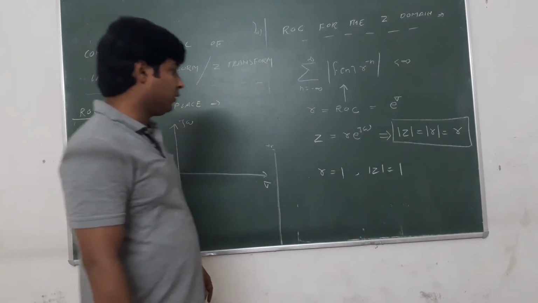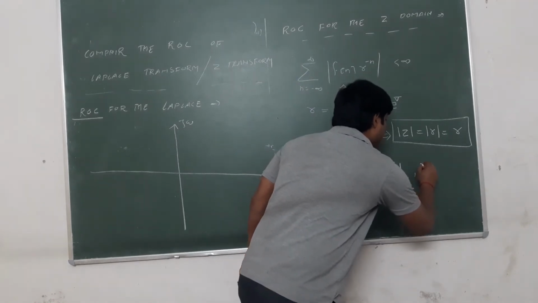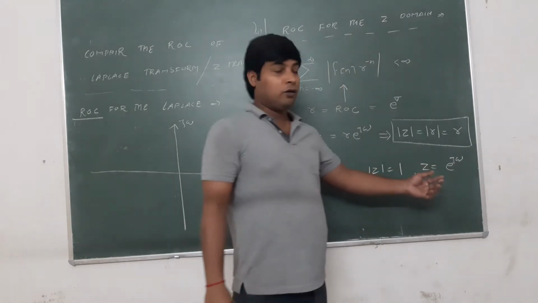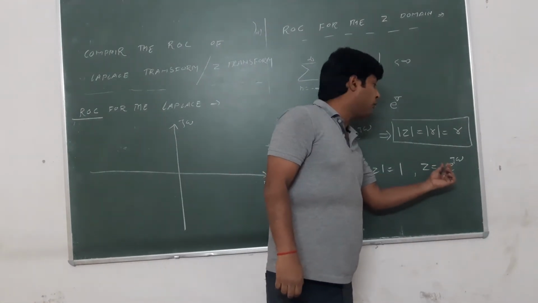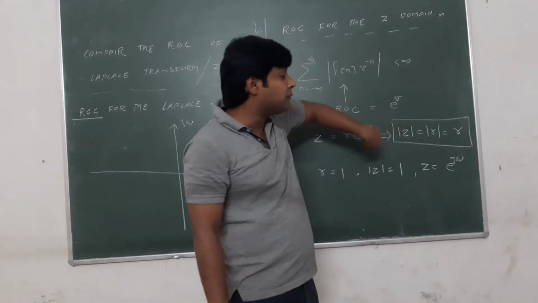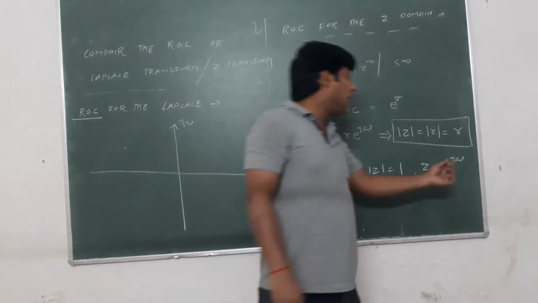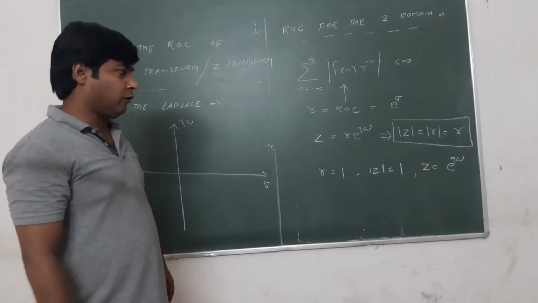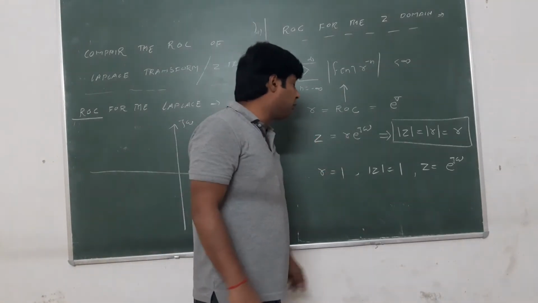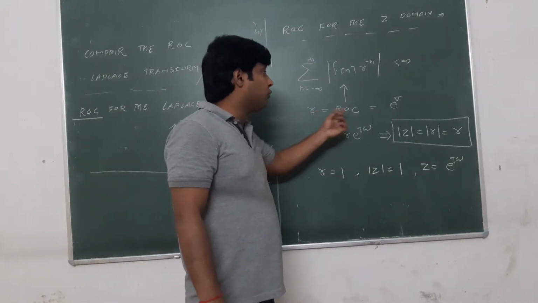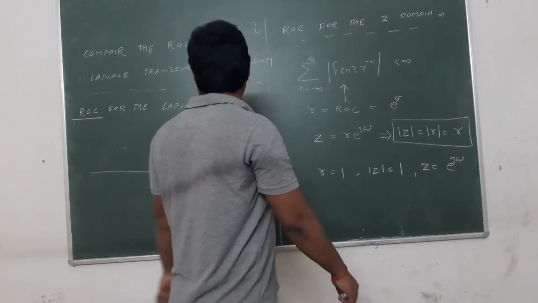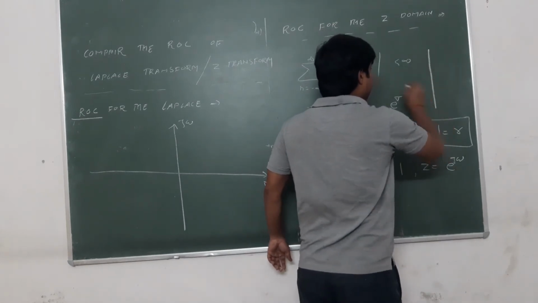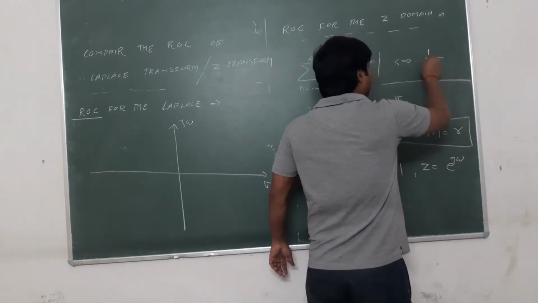And what is the value of z? It is e to the power j omega. So this is the phasor diagram whose magnitude is always equal to 1 and its phase will always change. This is the angular velocity omega. So what is the ROC in the Z-transform? If sigma is equal to 0, then the value of r is equal to 1, and the magnitude is 1.